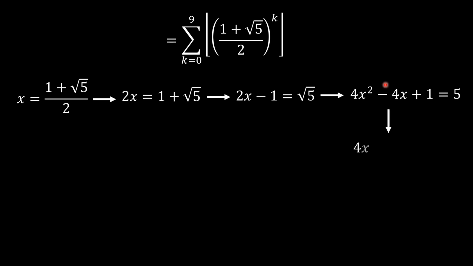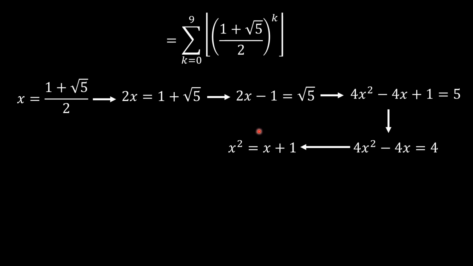So subtract 1 from both sides, we have 4x squared minus 4x equals 4. So when we divide across by 4, we're going to get x squared minus x equals 1. And when you add x to both sides, you get x squared equals x plus 1.